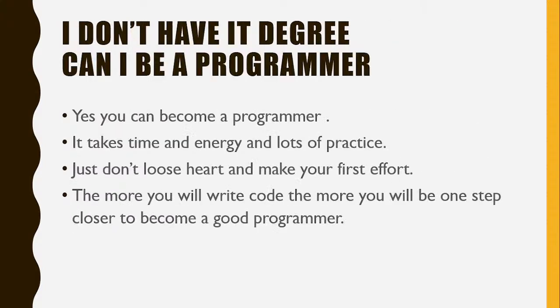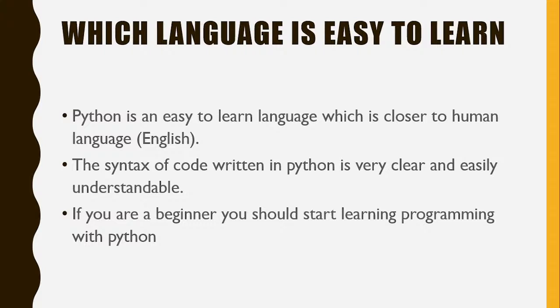So having an IT degree is not compulsory to become a good programmer. Now we have so far learned about programming, the basics of programming. Now we will discuss which language is easy to learn. Some people say JavaScript is easy to learn. Some say Go language by Google is easy to learn, and some say Python is easy to learn. Who is correct in your sense?